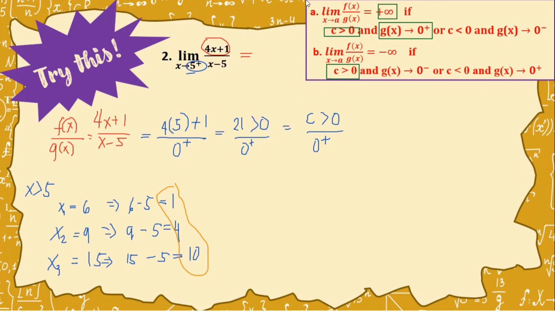So, again, yung sagot natin dito is equal to positive infinity. So, yung result natin dito sa limit na to is positive infinity. So, ganun lang kadali. Okay?